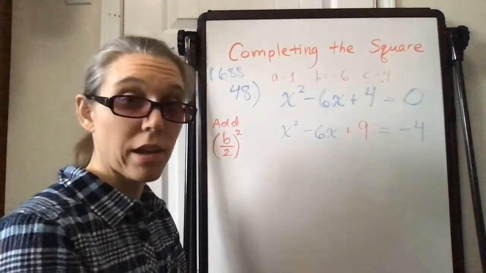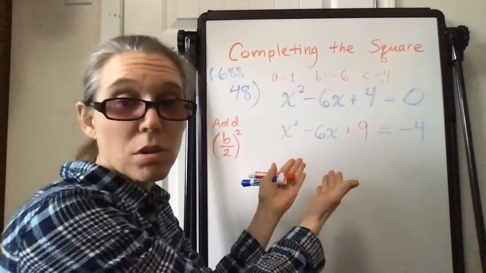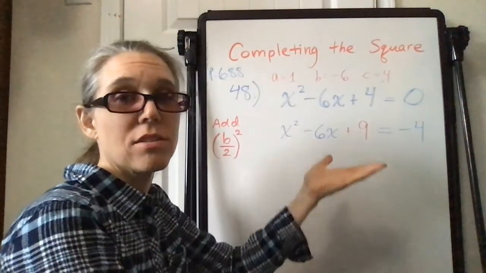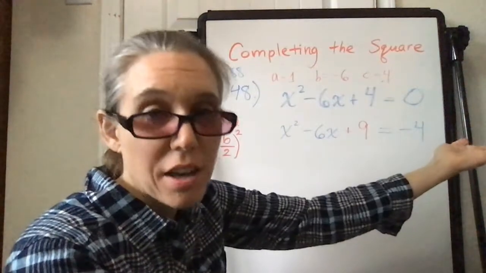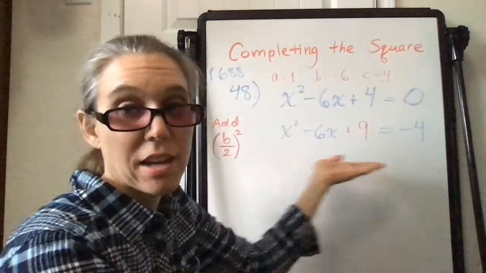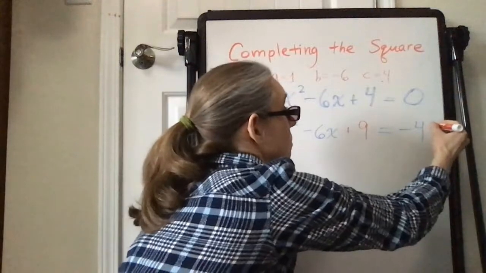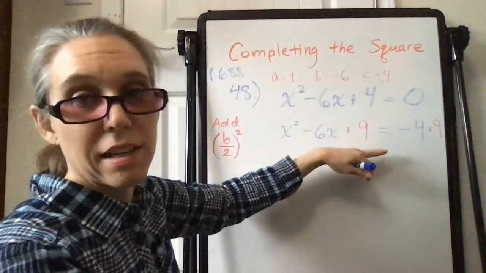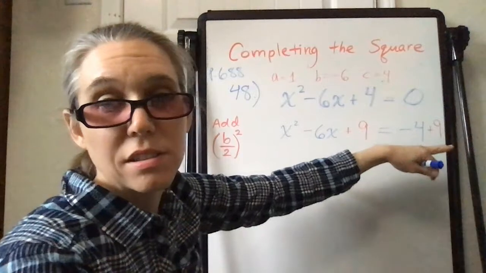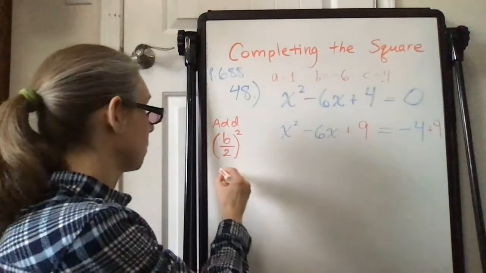Now, is it okay for me to just add 9 to the left-hand side? Of course not. I can't add to one side of the equation without also adding to the other side of the equation. I have to add to both sides. So let me add to the right-hand side. So what I've done to one side, I've also done to the other side, so then it's completely legal. Now I factor.